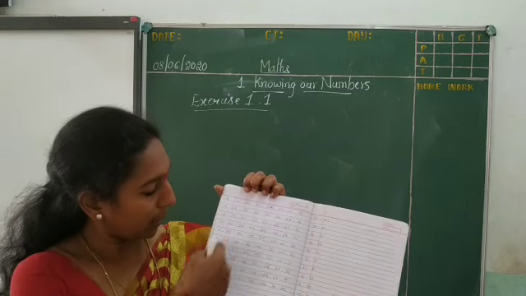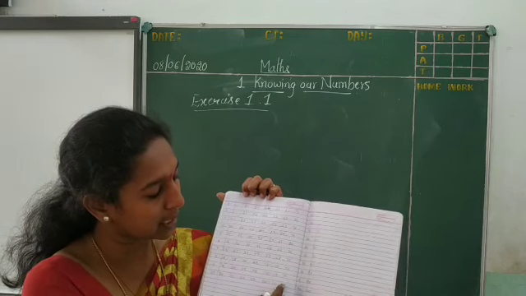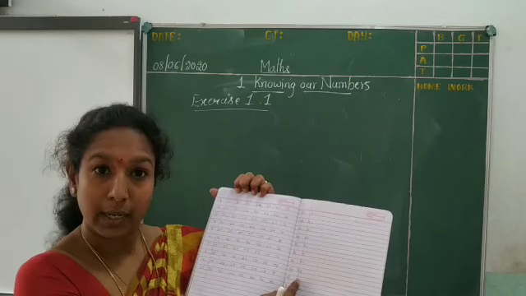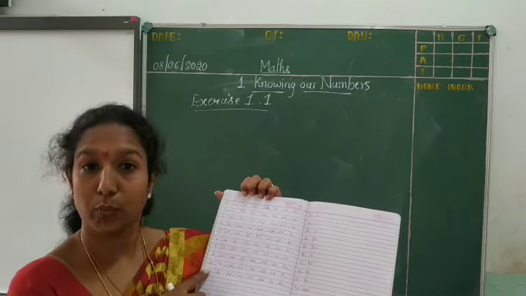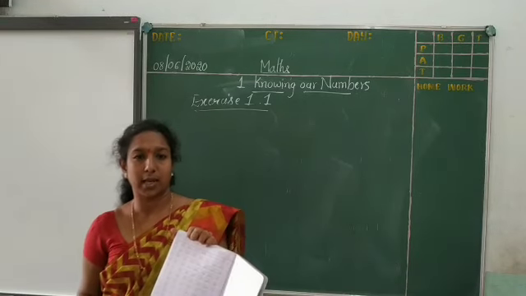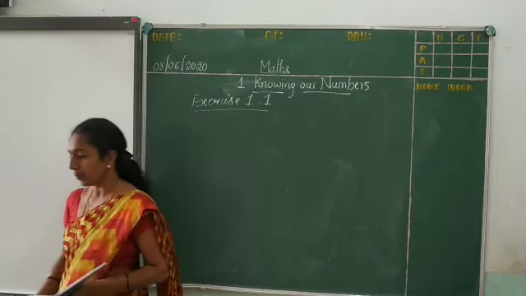So here in one line: 10, 20, 30, 40, 50, 60, 70, 80, 89, sorry, 90. So there are 90 2-digit numbers. How many? 90 2-digit numbers are there. Okay.